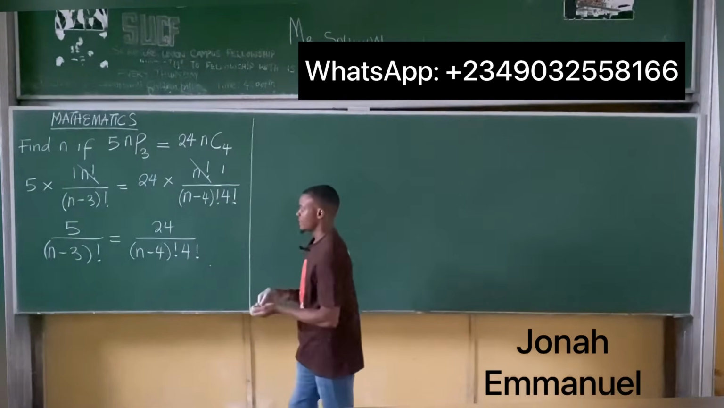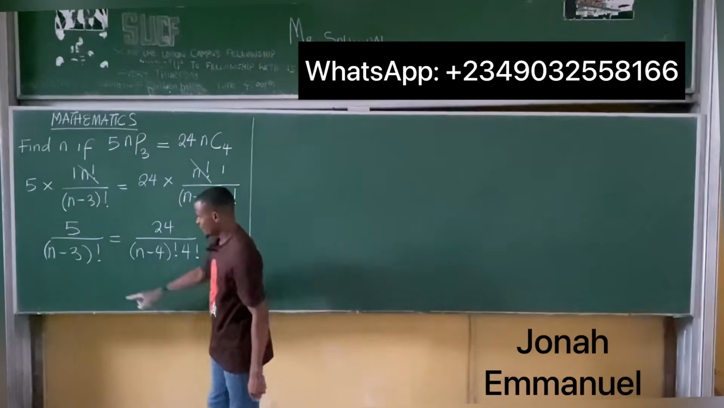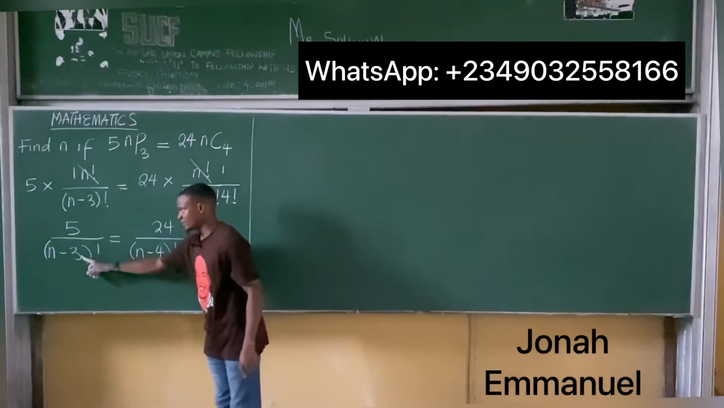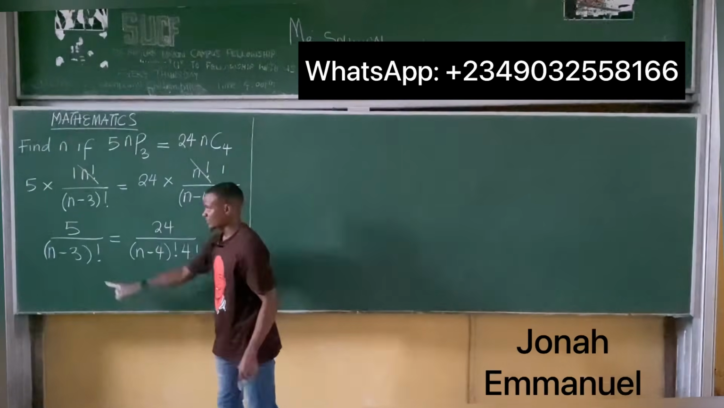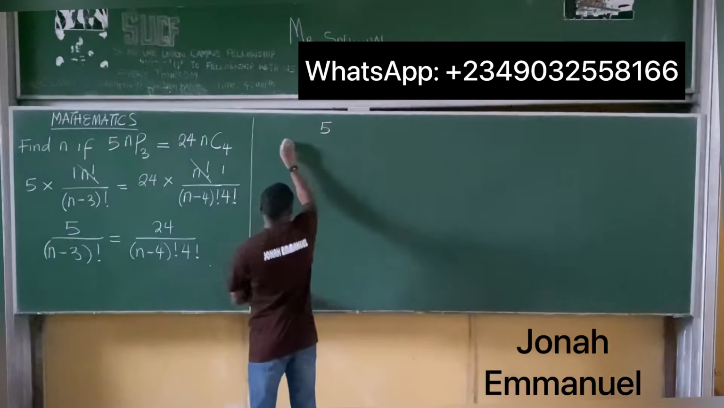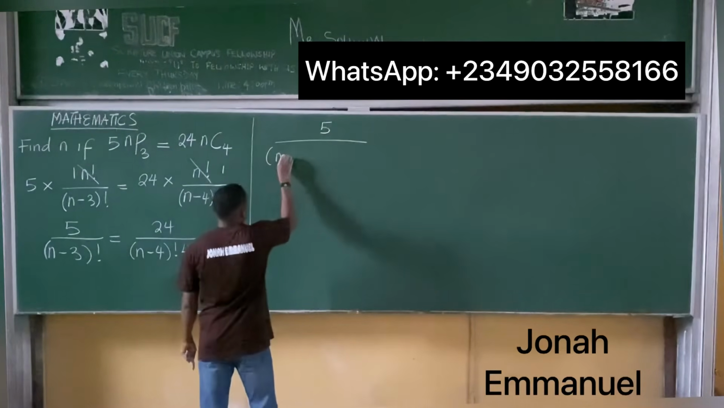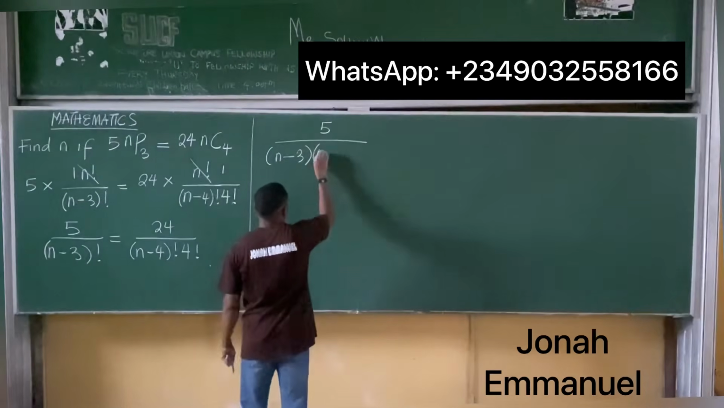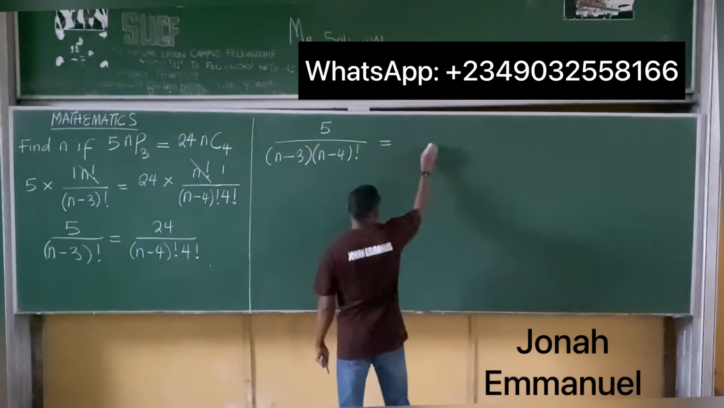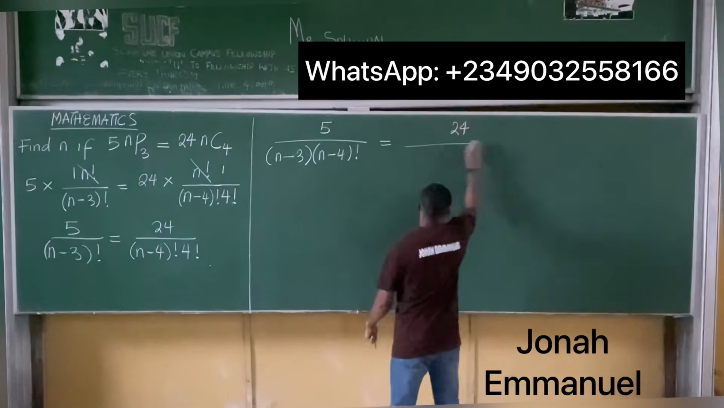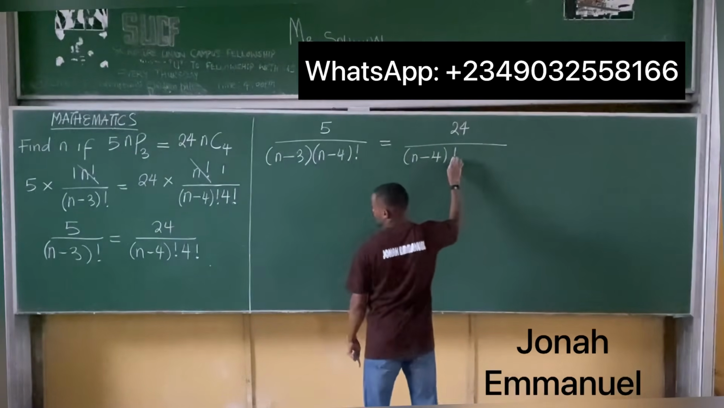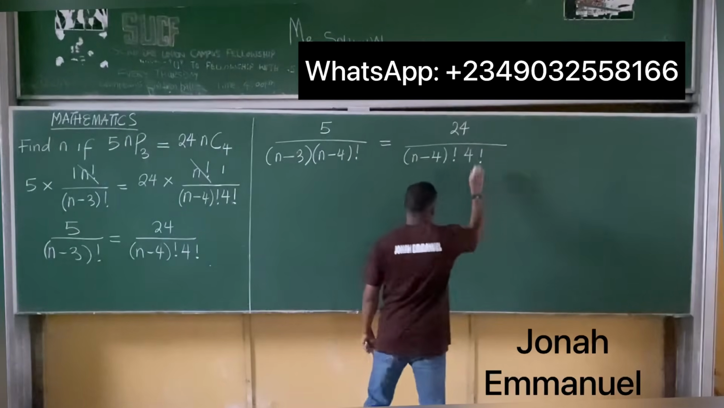It's still mathematically correct. Next up, I'm seeing n minus 3. I'm seeing n minus 4. I think one of these can cancel out. That's this one here. This is n minus 3. If I subtract 1, it becomes n minus 4 factorial, which can cancel this one. So I'll be having 5 all over n minus 3, subtract 1 becomes n minus 4 factorial. So this is equal to 24 all over n minus 4 factorial and then 4 factorial.